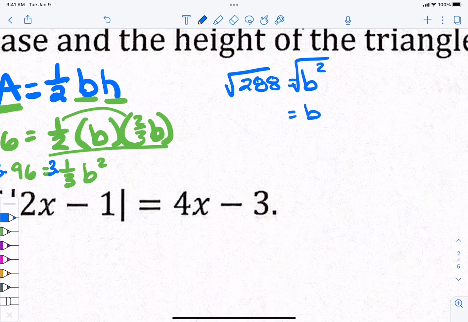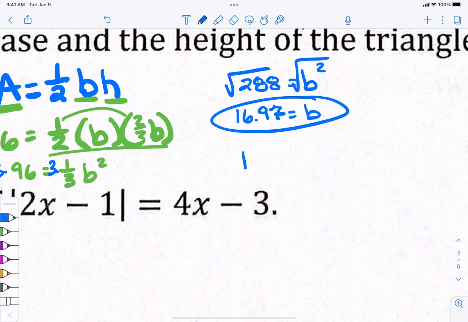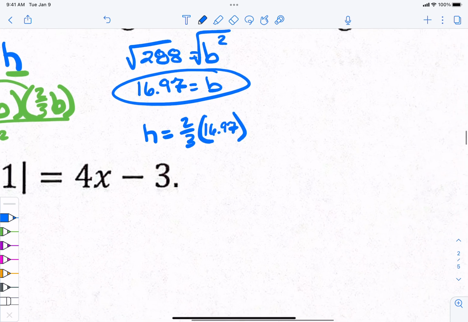What's the square root of 288? 16.97. Okay, all right, that's the base. The height is 2/3 of that, 2/3 of the base, right? Okay, so take that 16.97 times 2/3, and you get 11.31. Perfect.